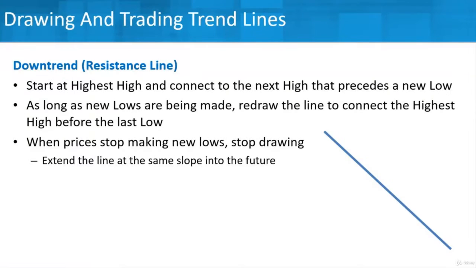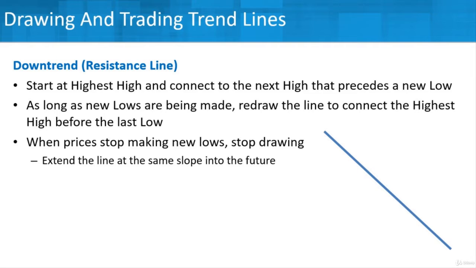So in a downtrend, what you're really drawing is not support lines, you're drawing resistance lines. And again, this will make much more sense when we actually draw the lines and you see the examples. But basically, you're starting at the highest high, looking at the wick of the highest high on your candlestick, and you're connecting to the next high that precedes a new low. And you can see the line here, it's going to have a downward slope.